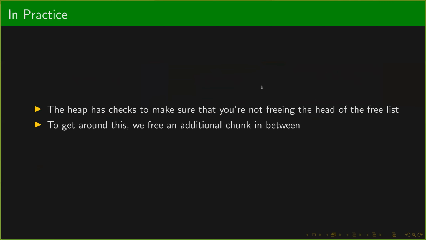Okay, so again, in practice, this has some issues. The heap has checks to make sure that you're not freeing the head of the free list. Essentially, the heap tries to make sure that you're not making a cyclic list with one element. In order to get around this, we just have to add an additional chunk in between, because it only checks whether the head is the same as the thing you're currently freeing. It doesn't actually check to make sure you're not introducing any cycle.